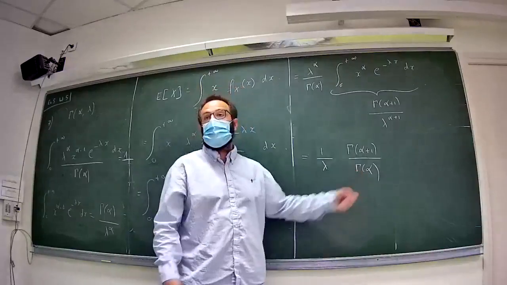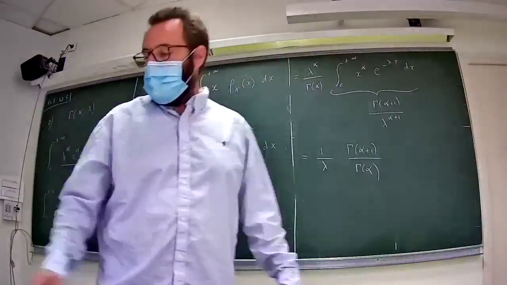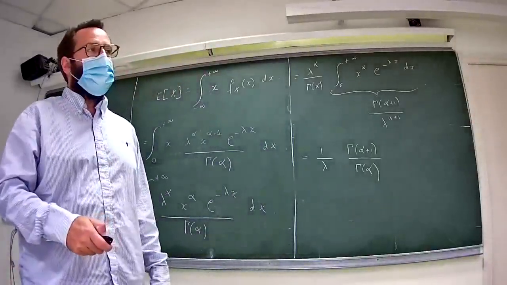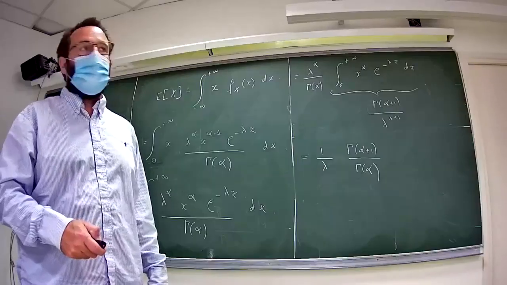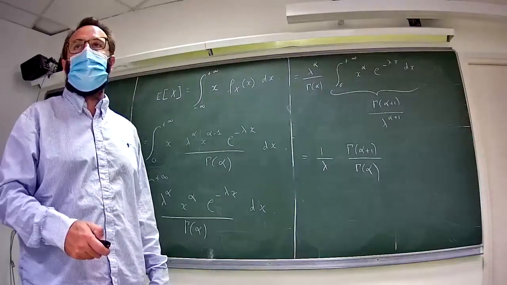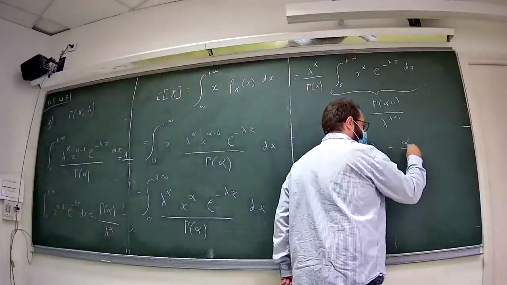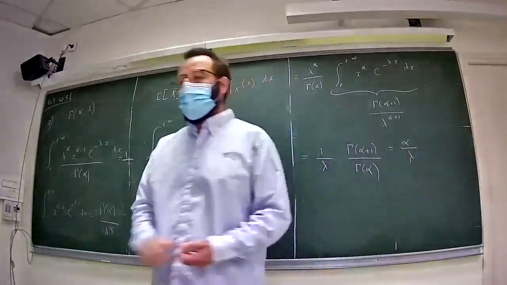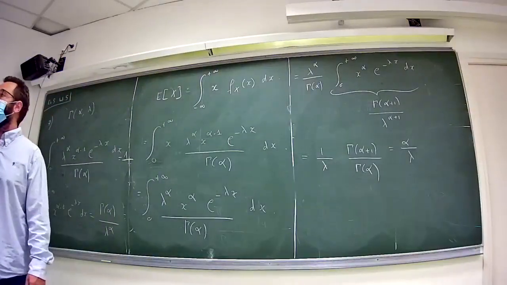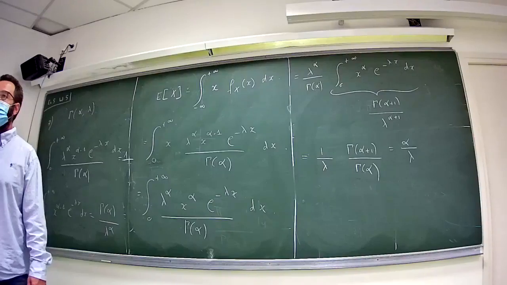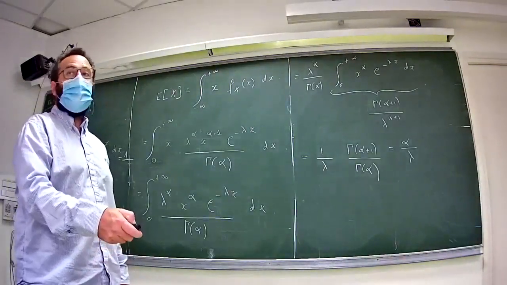What is this? It's something I have already computed. So let's come back to the beginning of question 3. We have seen together that gamma of alpha plus 1 is equal to alpha gamma of alpha. So gamma of alpha plus 1 over gamma of alpha is equal to alpha. And so I obtain that the expectation of a gamma of parameters alpha and lambda is just equal to alpha over lambda. Okay? Alpha over lambda. So it's exactly what I want to prove in the question here.